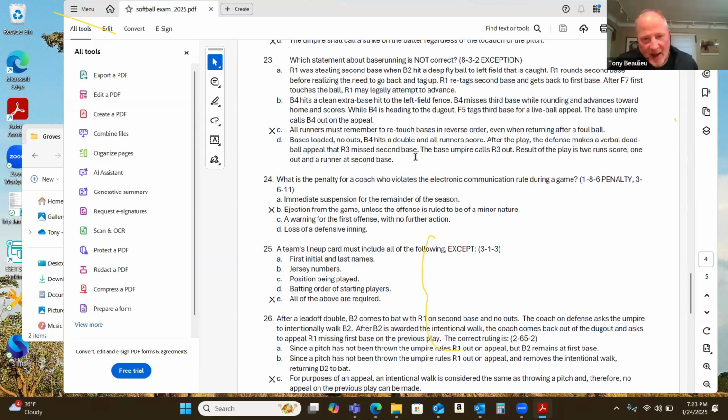Okay, pretty straightforward. Because if you made a call that they didn't retouch the bases on a foul ball, the coach would go ballistic, and you would quickly realize that wasn't supposed to be done.